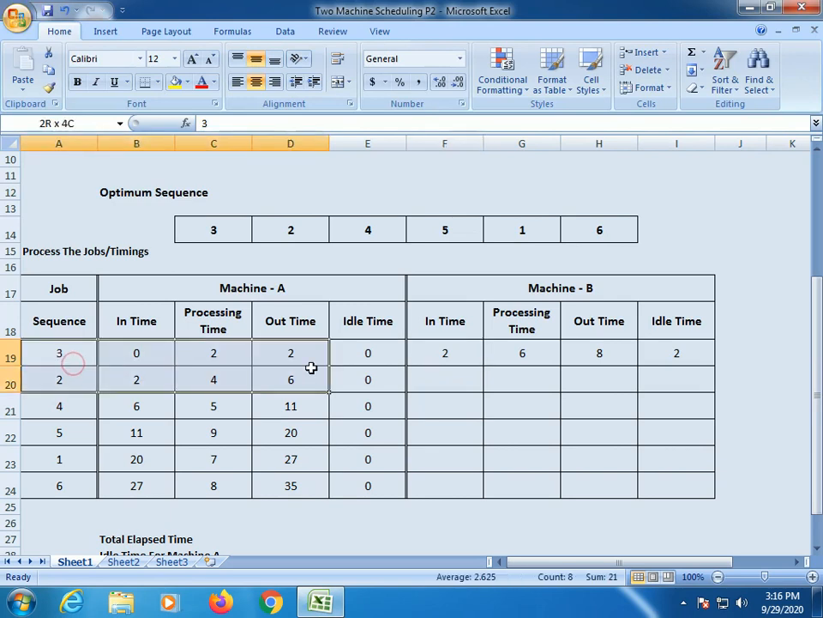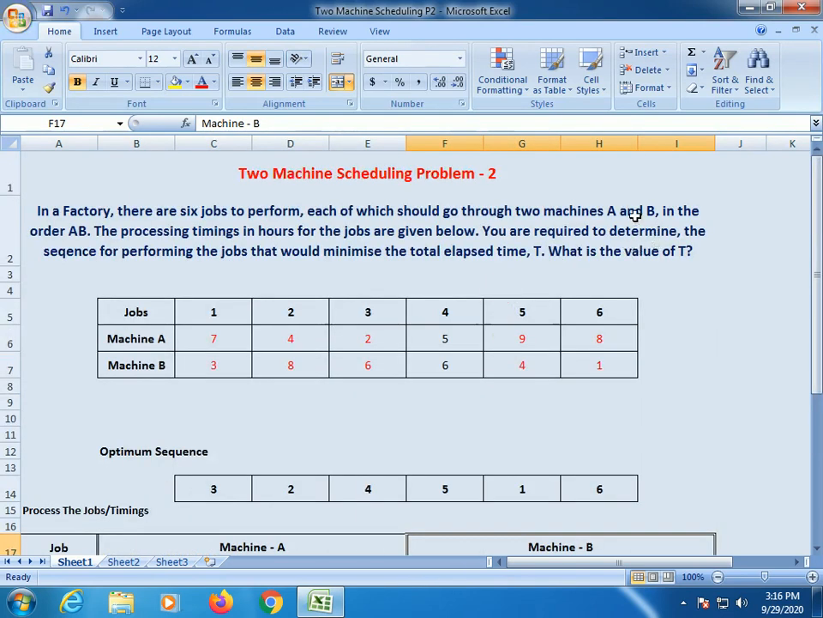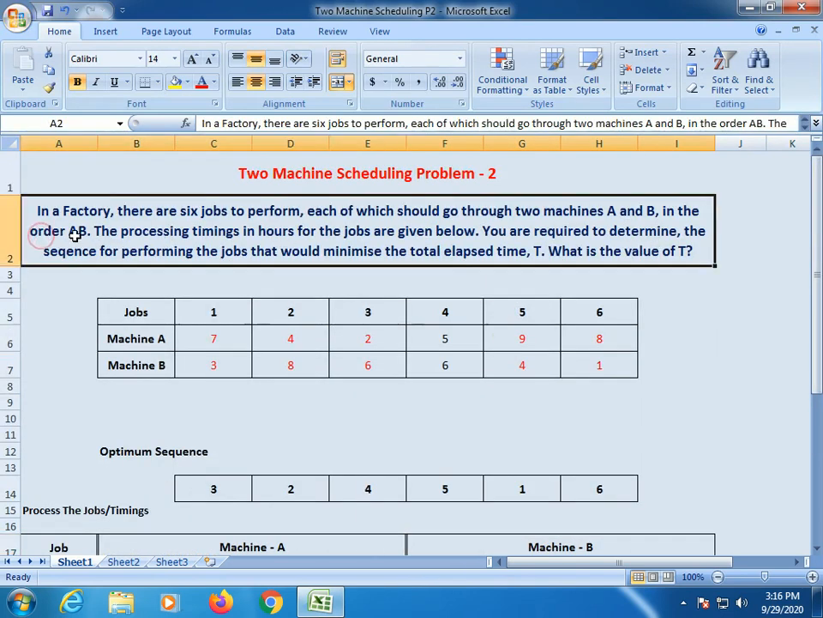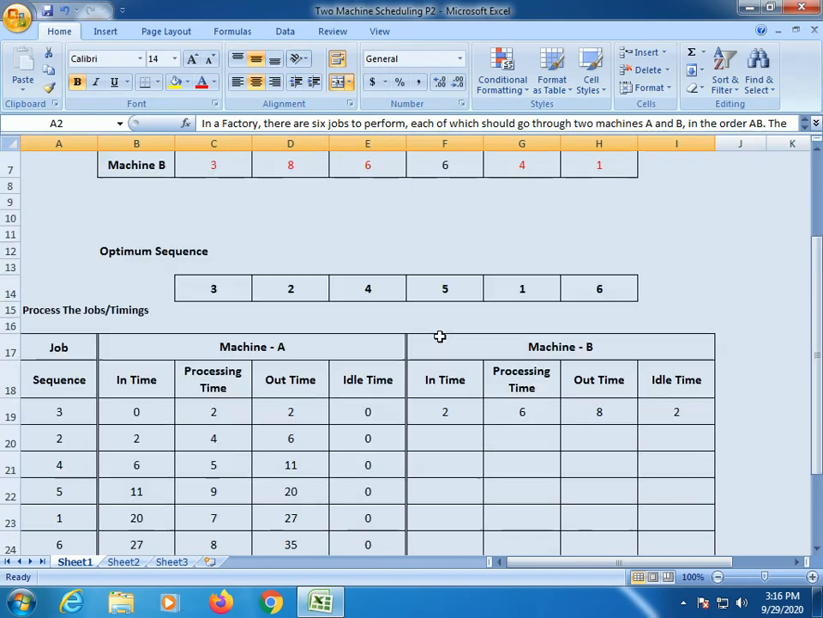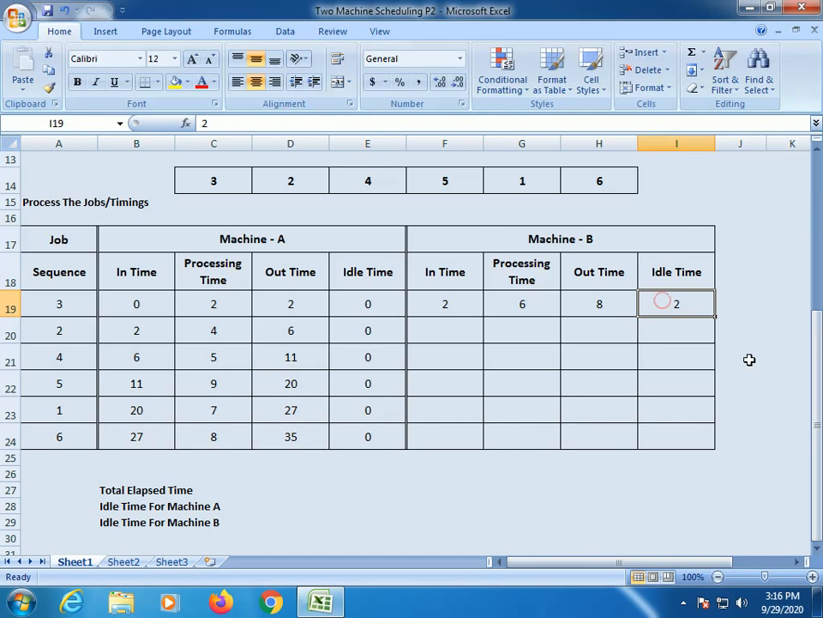Because this is the first job. After performing on machine A, we have to perform on machine B. That is the sequence, machine A and then machine B, in the order of machine AB. Okay, so here this is the out time.